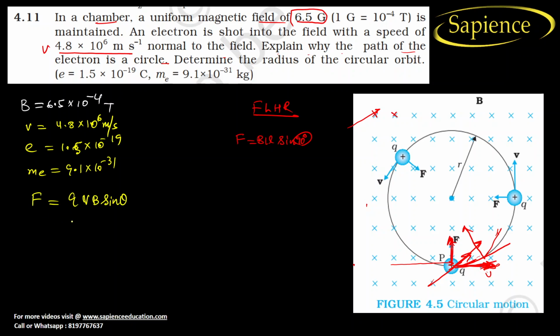But the charge here is e, so evB sin 90 degrees, right? And sin 90 degrees is 1, because all are perpendicular: velocity and magnetic field are both perpendicular, so we can write it like this, evB only. So this is the force, and this force can be rewritten as a centripetal force. Why? Because due to this force only, the electron will start creating a circular motion.